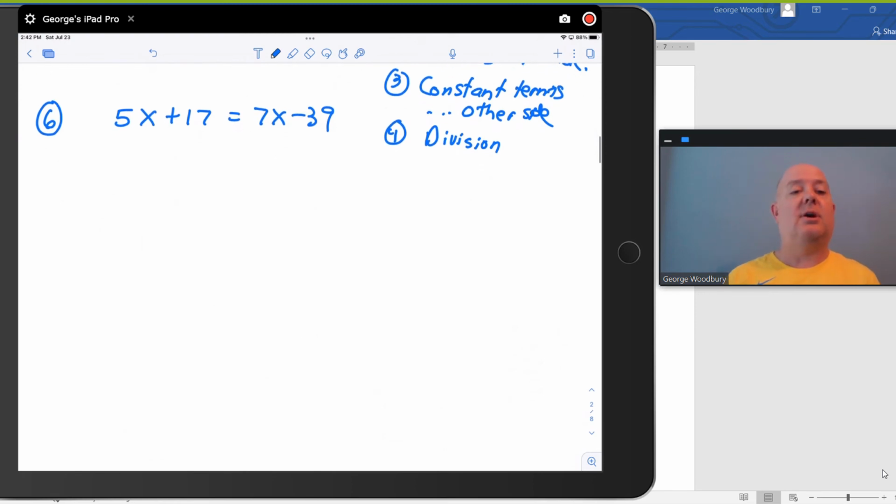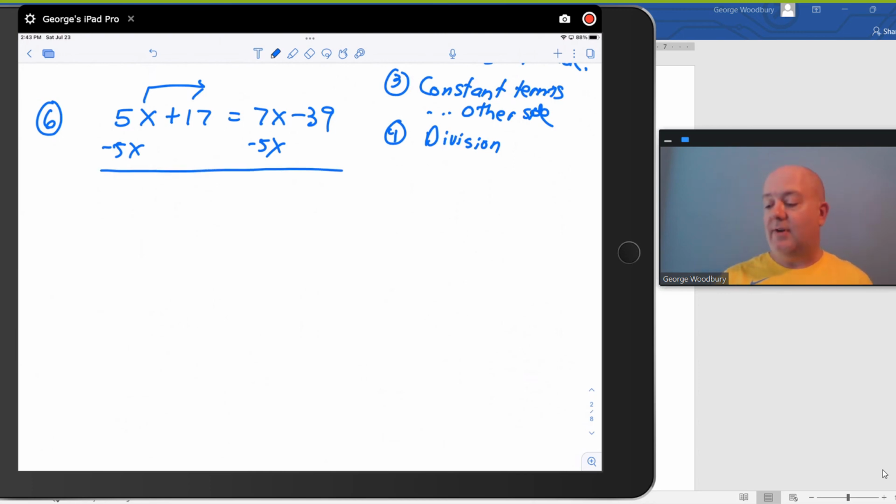Let's take a look at problem 6. Again, I can either move all the variable terms to the left or to the right-hand side. It doesn't matter. And a lot of people like to move them to the left-hand side. Always get your x's on the left-hand side. I don't know that that's always the best idea. Here, I'm going to start by moving the 5x to the right-hand side. And I'm going to do that by subtracting it. It's a positive 5x. So if I subtract 5x, 5x minus 5x is 0. That part disappears. I'm left with 17 on the left-hand side. And on the right-hand side, 7x minus 5x is 2x. So I have 2x minus 39.